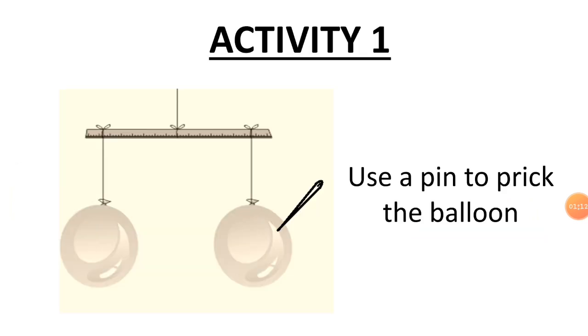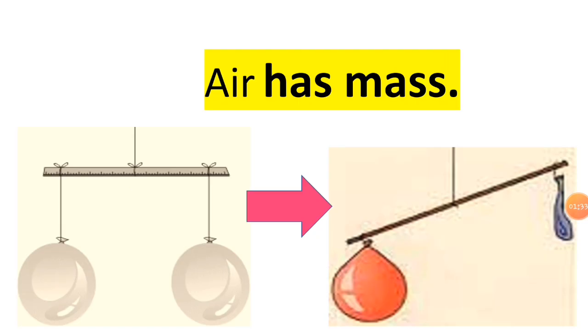This is activity 1. Okay, we need two balloons of the same size. Then tie the balloons to the string and tie it to the ruler, like in this figure. Then use a pin to prick the balloon. Let's see what will happen. Okay, the balloon will tilt like this. So we can conclude that air has mass.